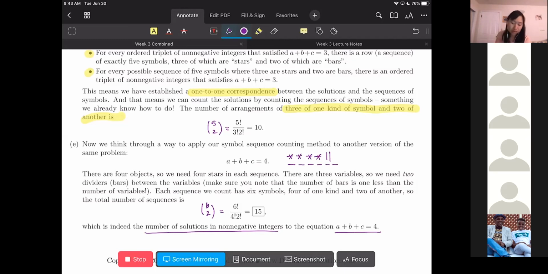One thing to note that was called out in these lecture notes is that the number of bars is 1 less than the number of variables. The reason is that if you wanted to list out all the solutions, we need to put a dividers between the variables. So there are 2 dividers for every solution, and this gives us 4 stars and 2 bars. So if we always have a plus b plus c, there are always going to be 2 bars. Yeah, that's right.